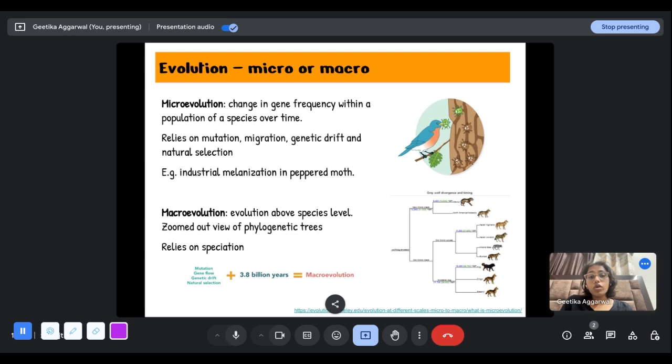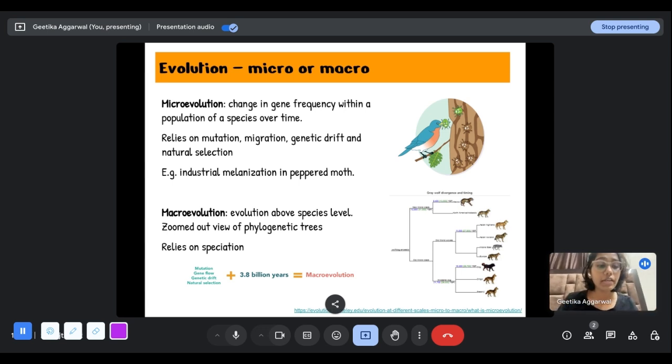For microevolution, when you're talking about a single species and things that are happening within a population, that is microevolution. When you're talking about a small scale, you are thinking about how the gene frequency is changing within a population, within a species over time. When you're considering a single population of a species, that is microevolution. It mostly relies on mutations, that is spontaneous changes in the genes, as we discussed last week.